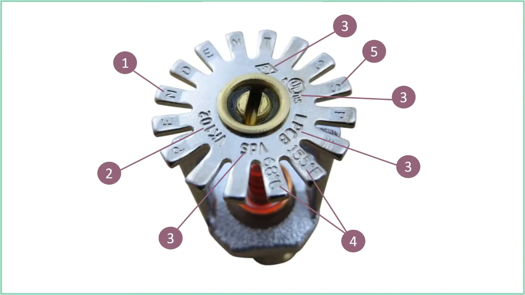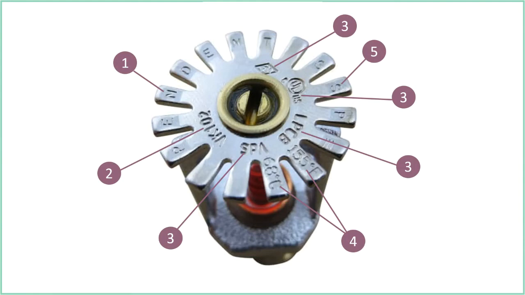And then number 5 is again some sort of code. So this one says SSP. The SS stands for standard spray. So again, we've got standard spray and we've got conventional. The differences between the two are quite subtle. I might talk about that in part 3. It's to do with the way the water is discharged, the discharge pattern of the water as it hits the deflector. And then the P obviously stands for pendant.